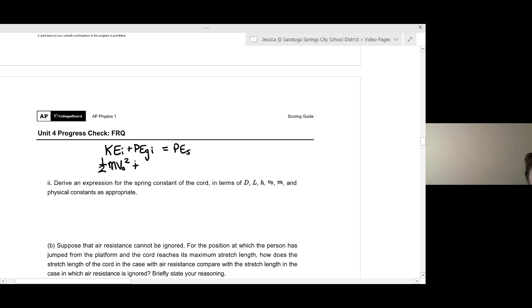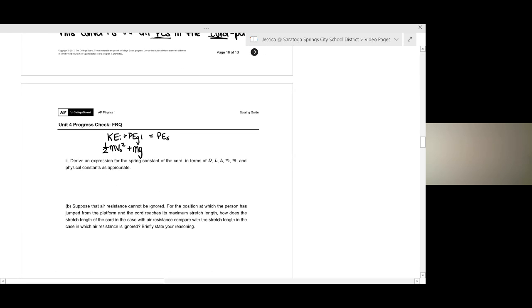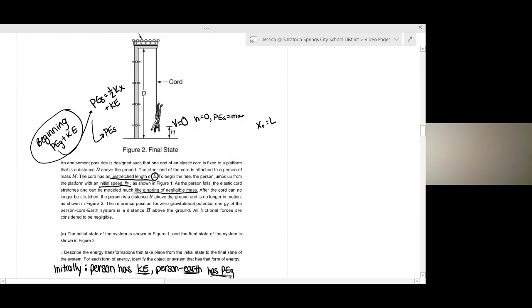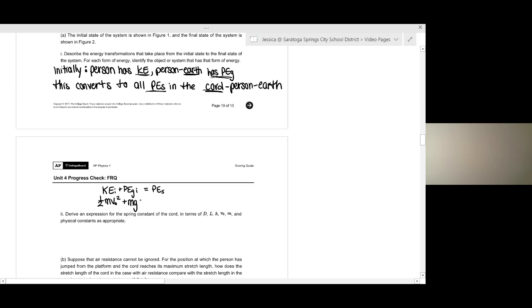Gravitational potential energy, okay? The initial gravitational potential energy is mgh, but that height represents the distance vertically from our zero position. So our zero position is the distance h. We are a distance like this above h, which is actually a distance d minus h. So this is going to be d minus h.